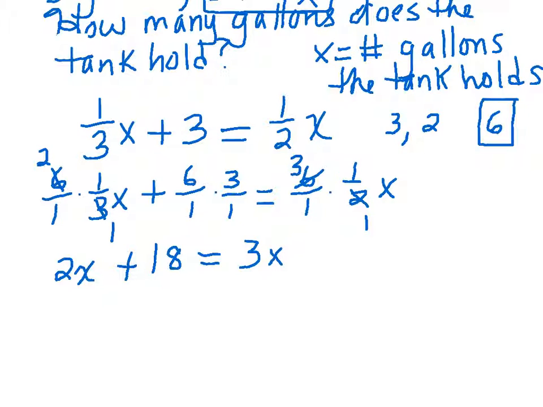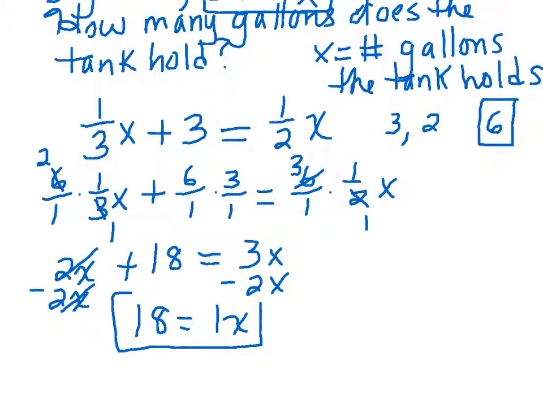We're just done. To solve for x, we need to get our x's on both sides. The 3x is all by itself already, so I'm going to bring the other x term over there. To get rid of it, I have to subtract it. And then when I rewrite, I have 18 equals, 3 take away 2x is 1x. Nice, and we are done. So the tank's bigger than I thought. The tank holds 18 gallons altogether, and that's the answer to that problem.